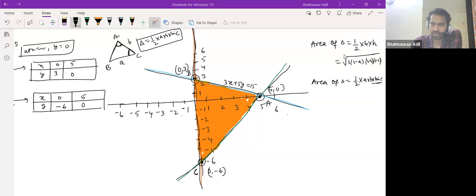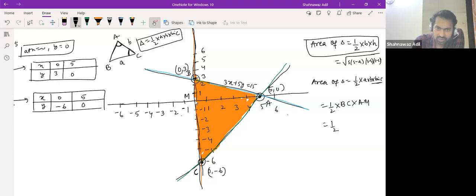This is the simpler one, right? If this is the base, BC is the base. So what is the height? AM. MA, AM, both are correct, right? What is BC, from this point to this point? 9, right? This is 3 and this is 6. So 6 plus 3 is 9. Good.